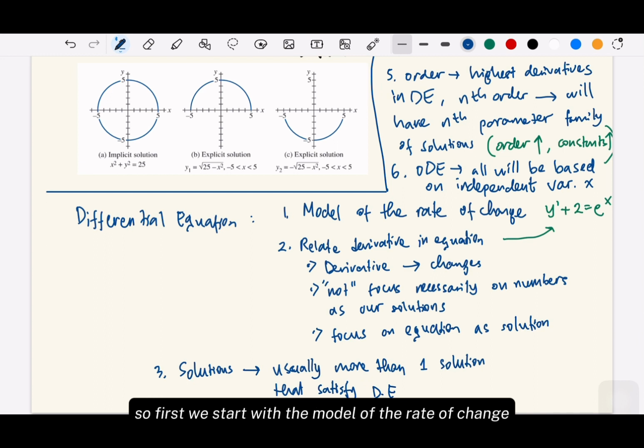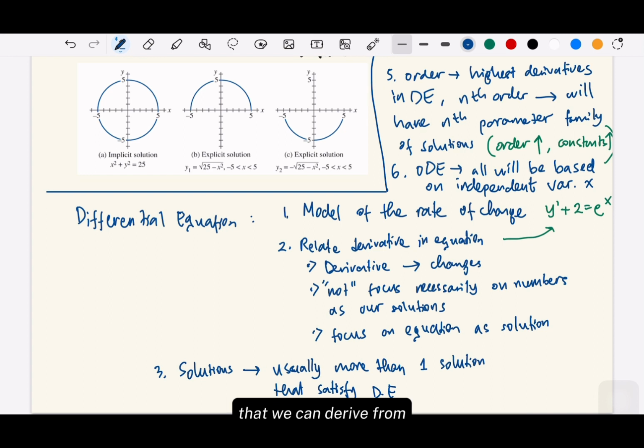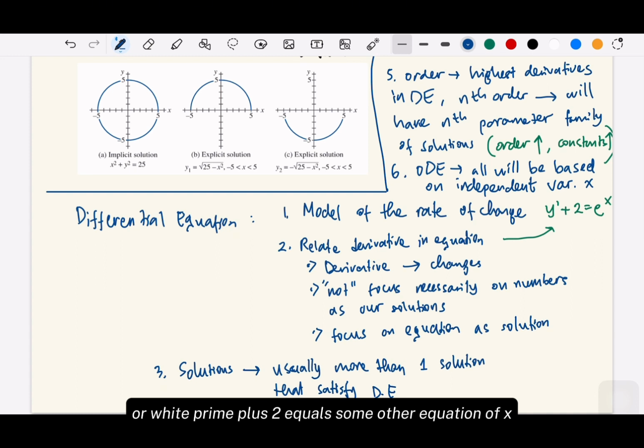So first, we start with the model of the rate of change that we can derive from any phenomenon, for example, radioactive decay, or change in temperature, or change in maybe economy. Also, we can observe. So we have the models, and from the models, we need to relate the derivative in the equations. For example, we can relate like this first order, dy dx or y prime plus 2 equals some other equation of x. That is what we call the differential equations, and the derivative will relate to the change.